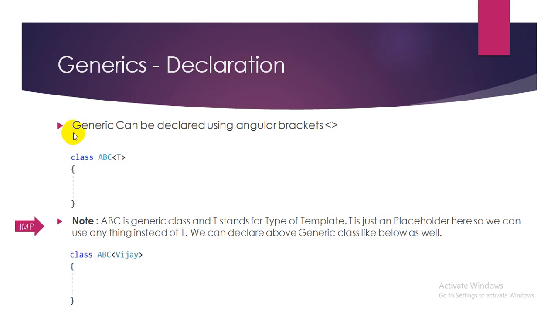In the first example, we declared a generic class. This is the syntax, but it's not necessary to always pass T. We can pass some other placeholder name, like I'm passing my name, for example. So we can declare a generic class like this as well. This is very important, so please make a note somewhere. This is a question you can face in an interview.